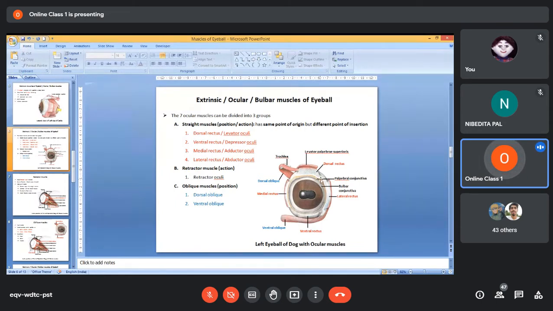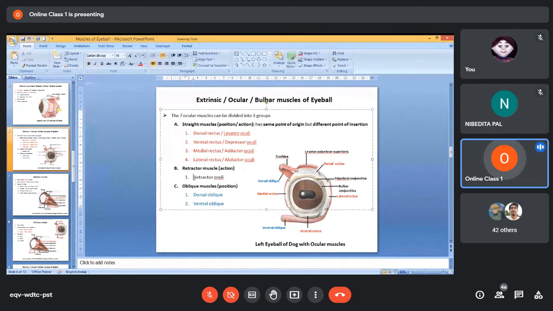But they all have a single point of origin. That is, all these four rectus muscles arise around the optic foramen. From there, they diverge out and insert on the respective position of the sclera. Then comes the second group of muscle, called the retractor muscle.